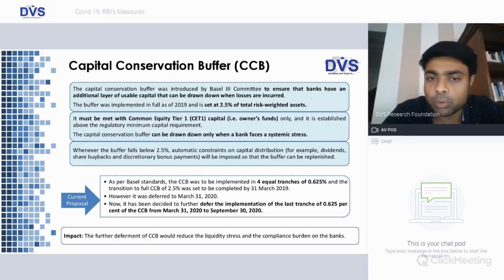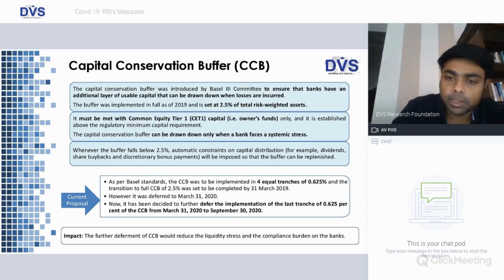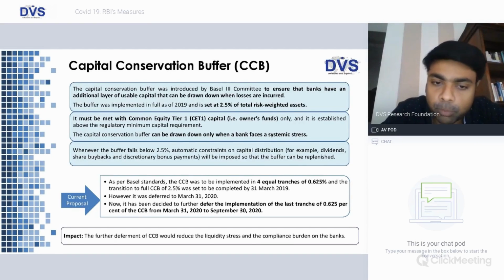So 2.5% of the total risk-weighted assets was supposed to be kept aside as capital conservation buffer, over a period of time, over a tranche of 4 years. It was supposed to be made in tranches of 0.625% over a period, and the transition to full CCB of 2.5% was set to be completed by March 19, which is last year. Thanks to the crisis we had, this was pushed over by one more year, and now it's further been pushed over from March 31st to September 30th, 2020. So there's an additional 6 months given.